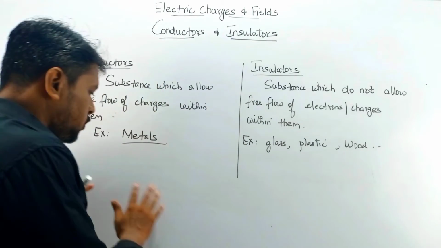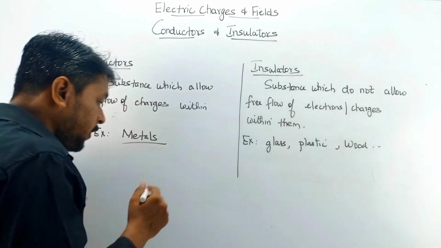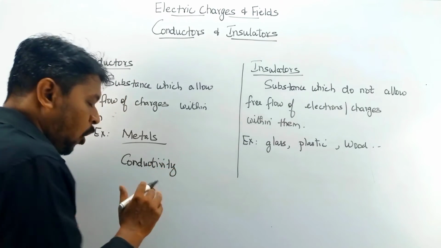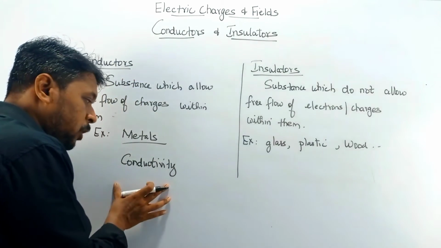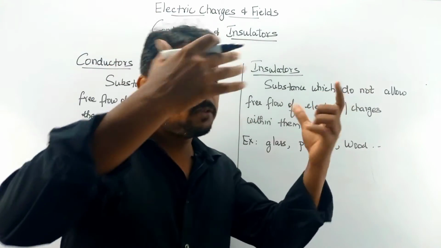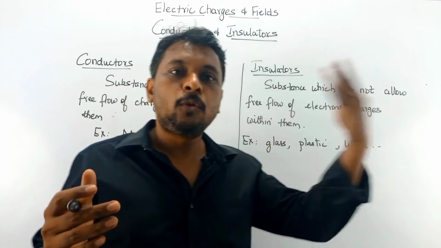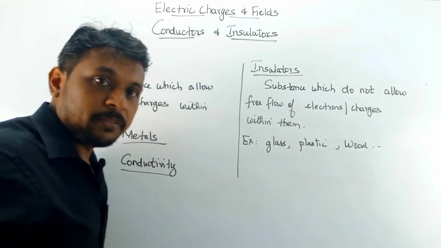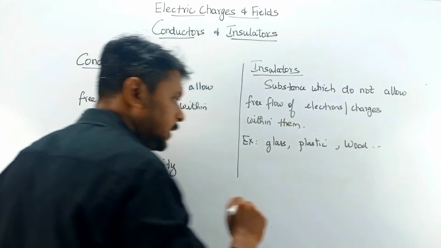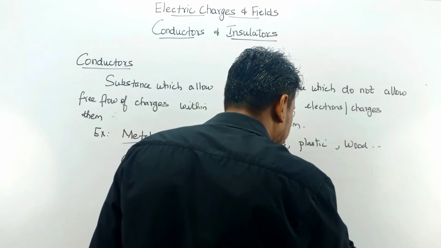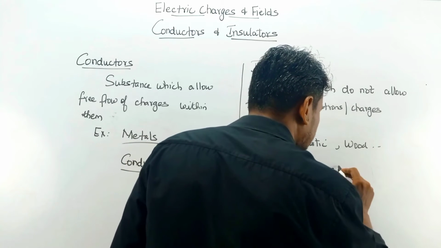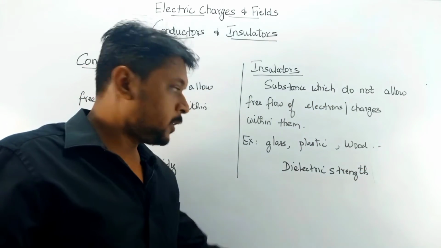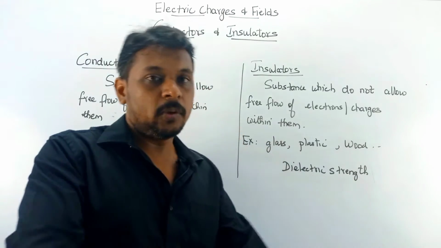So which are called the best conductors? That depends on the property we call conductivity. Conductivity is nothing but how much it conducts. Depending on this property we could select the material which is the best conductor or the worst conductor, and use it for the required applications. In the case of insulators, it is determined by the property we call dielectric strength, which specifies the strength of an insulator.